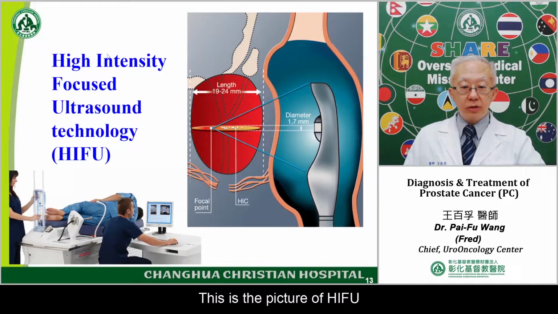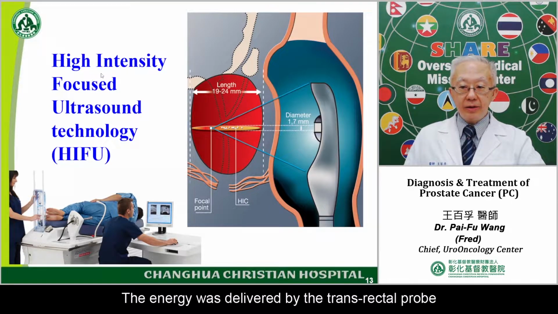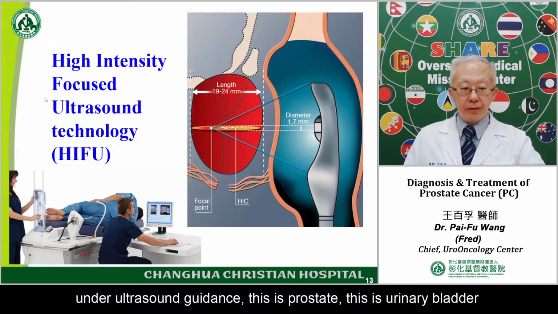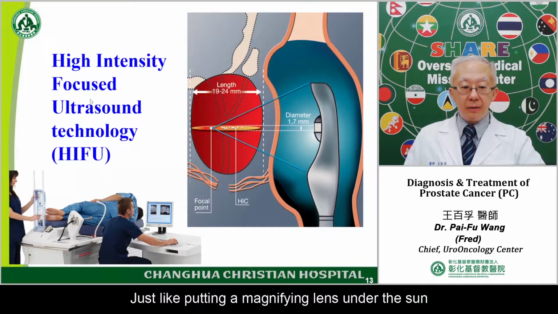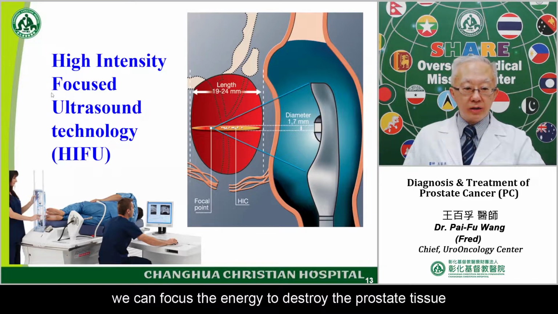This is the picture of Pai-Fu. The probe is located in the rectum. The energy was delivered by the transrectal probe under sonoguide. This is the prostate, this is the urinary bladder. Just like putting a magnifying lens under the sun, we can focus the energy to destroy the prostate tissue.